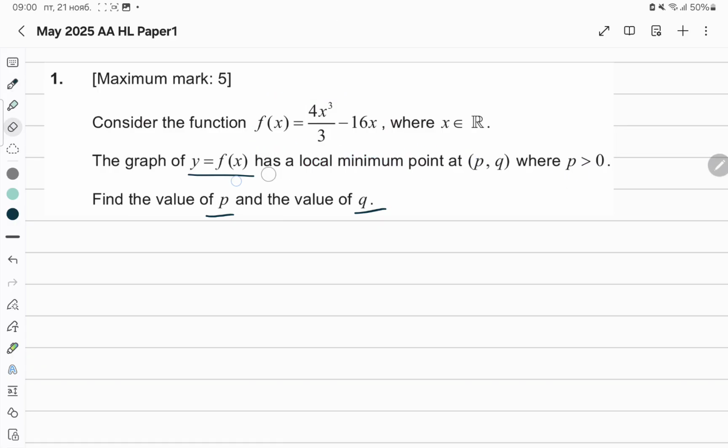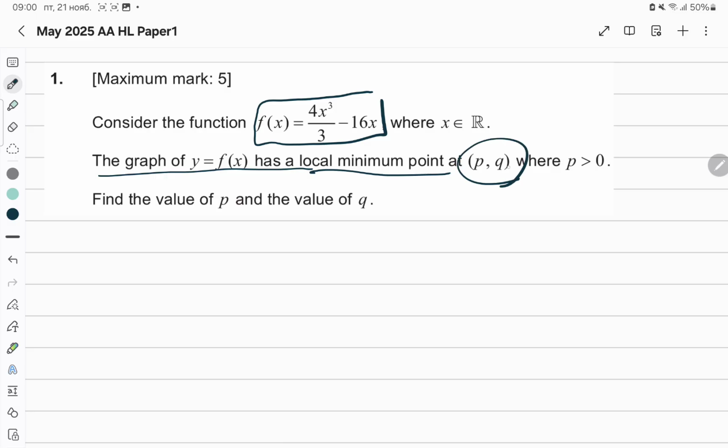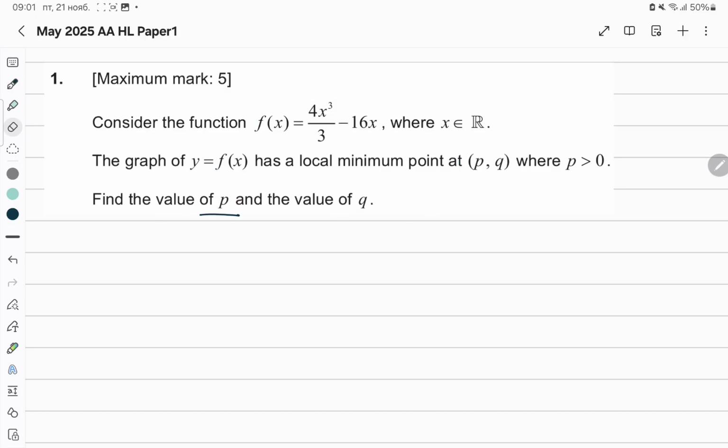We're given a function, and the graph of this function has a local minimum at a given point, and we have to find the values p and q. Since it says minimum, we have to find the derivative. We know that the derivative at some point equals 0 leads to the stationary points, either minimum or maximum.